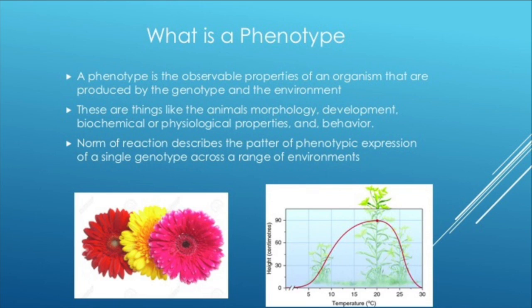Next, we will talk about what a phenotype is. A phenotype is the observable properties of an organism that are produced by the genotype and the environment. These are things like an animal's morphology, development, biochemical or physical properties, and behavior. The norm of reaction describes the pattern of phenotypic expression of a single genotype across a range of environments, and it can lead to phenotypic variation.